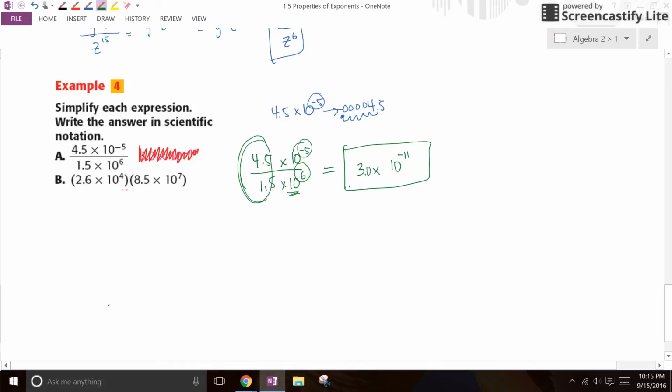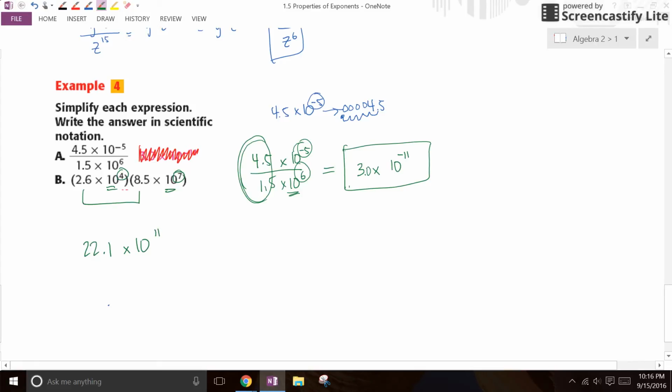All right, last but not least, I have multiplication. So multiplication, same kind of boat. You just have to multiply the two numbers together. So if I were to do that, I would go, all right, 2.6 times 8.5, which I'm grabbing a calculator and looking at right now, is 22.1. So 22.1 times 10. Now remember, same base, add those exponents. So that is also 10 to the 11th power.